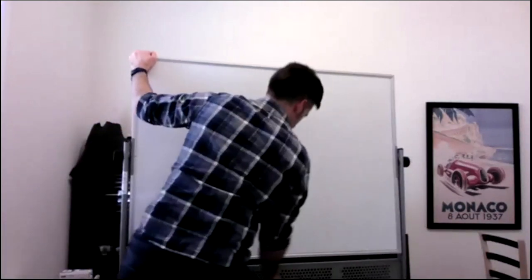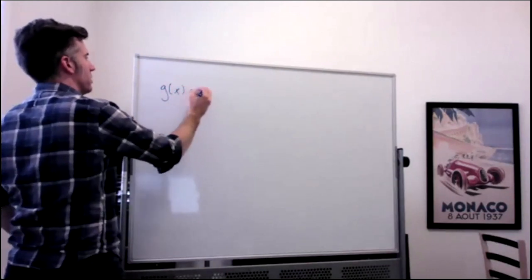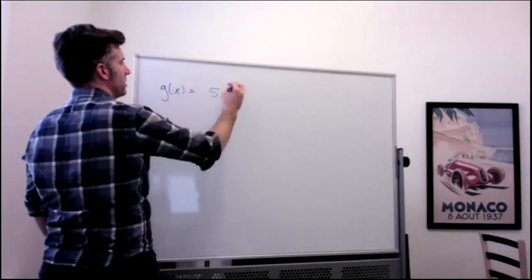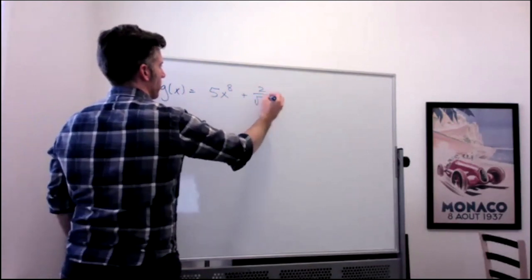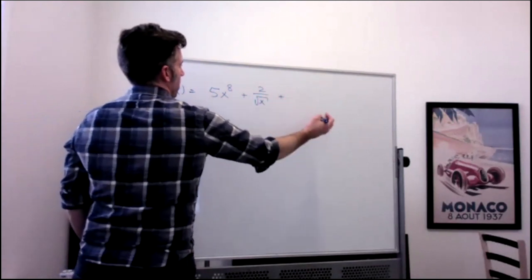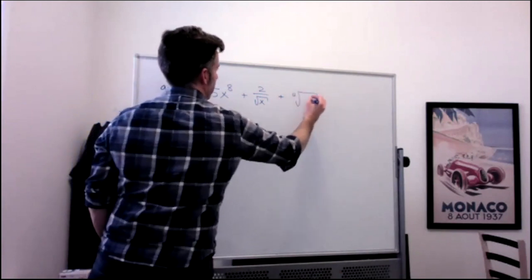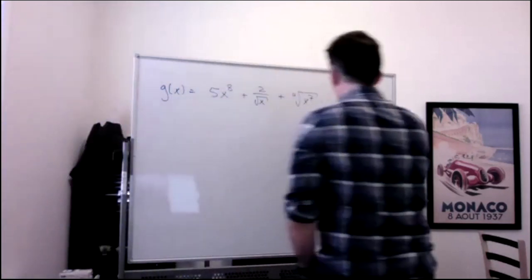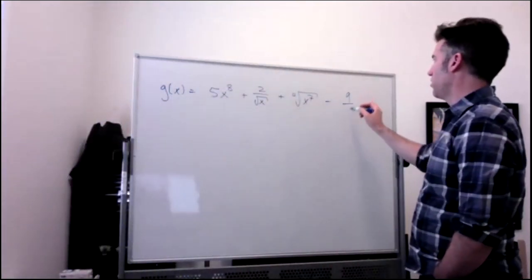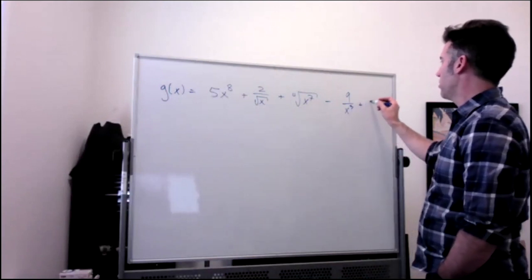Let's say our function g of x is equal to 5 times x to the 8th plus 2 over the square root of x plus, sure, the 4th root of x to the 7th. What else do I want? Minus 9 over x to the 3rd plus 5.